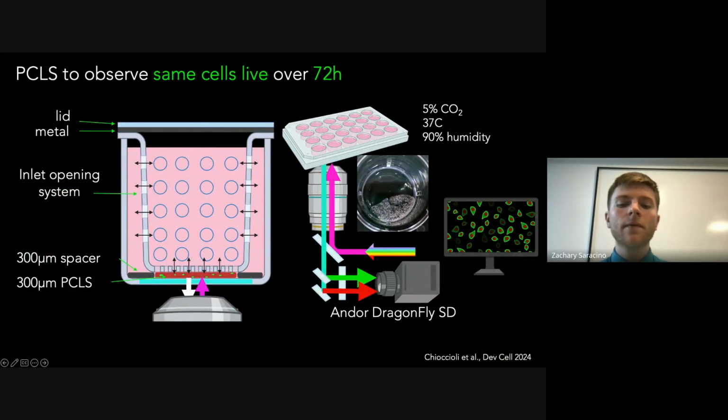And so we took advantage of PCLS to observe live cells in the alveolar region. In some of our first experiments, this was one of the first ones that we did, involved observing the same cells live over 72 hours.